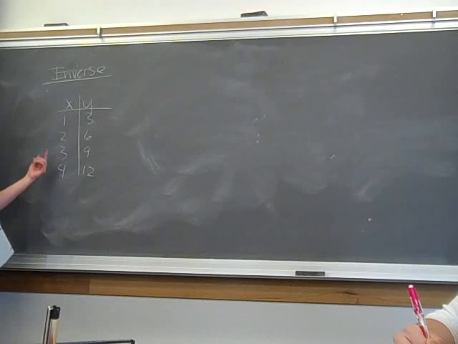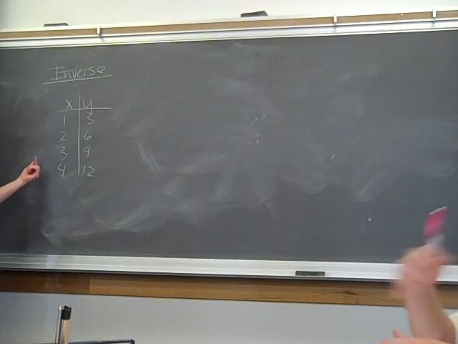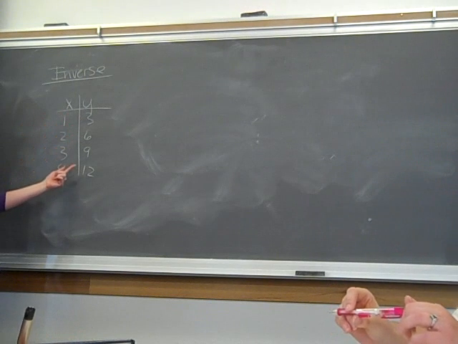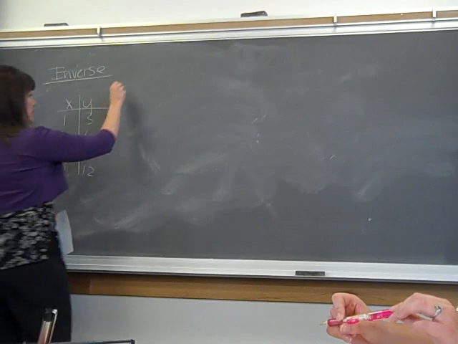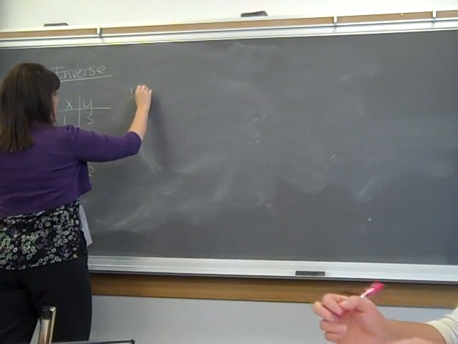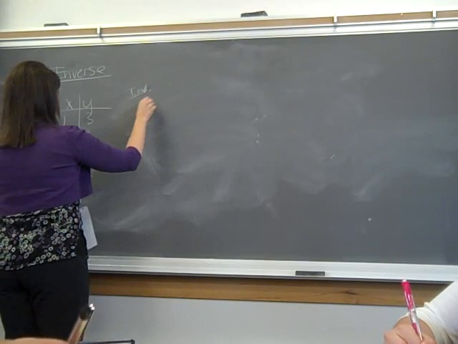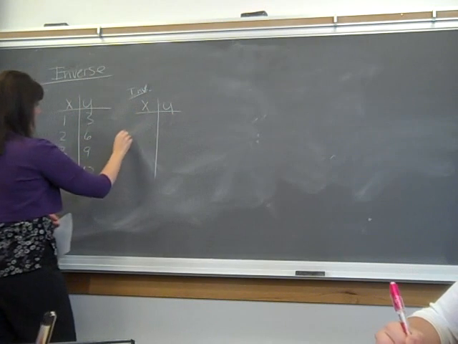So I have my x values. Okay, guys, here we go. We're going fast. We have a lot of ground to cover tonight. So we have our x values and we have our y values. If I ask you to find the inverse of this, the inverse would simply be switching the x, y values.